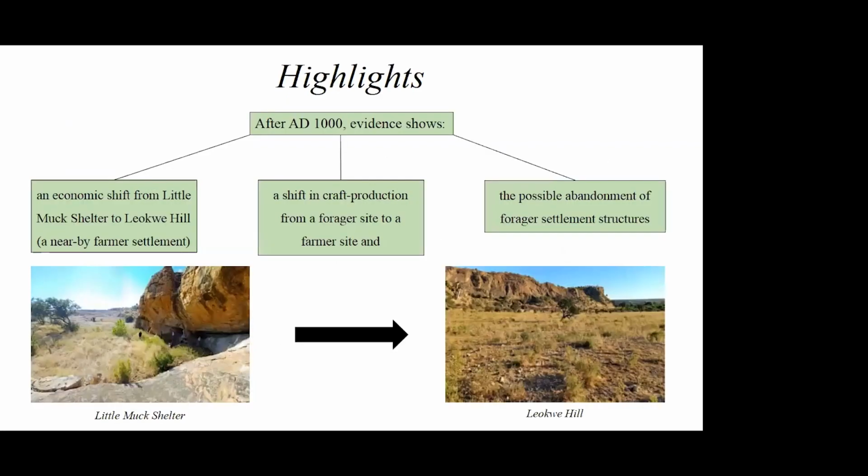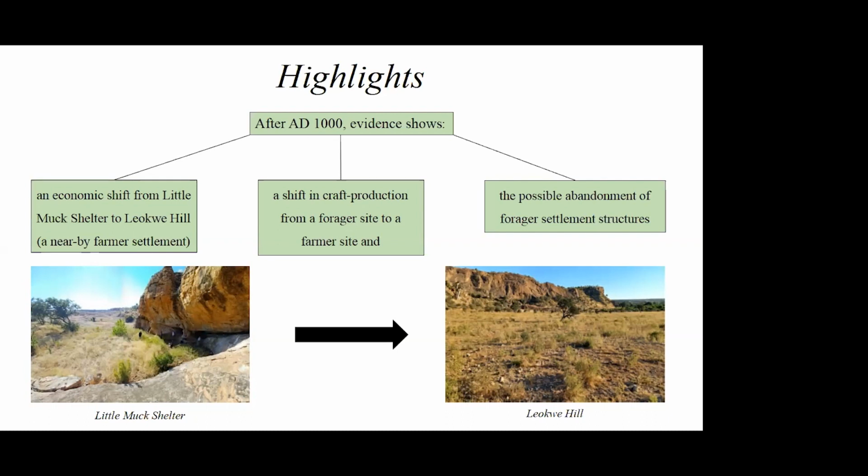So essentially from the mid-1st millennium AD to about 1000 AD, Little Muck functioned as an active trade center. After this period, evidence shows an economic shift from Little Muck Shelter to Leokwe Hill, which is a farmer settlement about 1.5 kilometers south of Little Muck. Evidence also showed a shift in craft production from a forager shelter to a farmer homestead. And lastly, the evidence also showed the possible abandonment of forager settlement structures in favor of farmer homesteads.